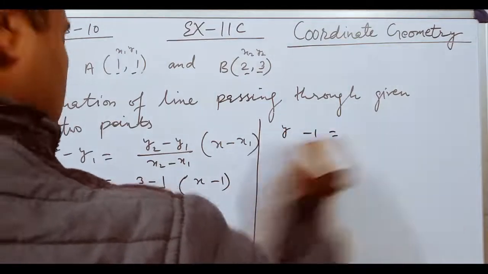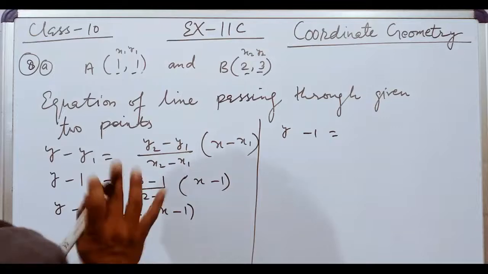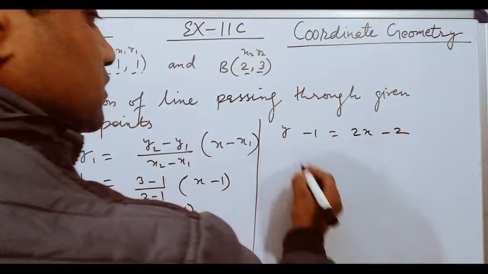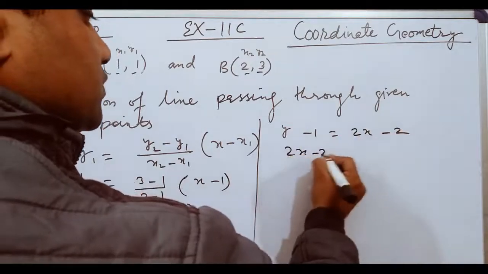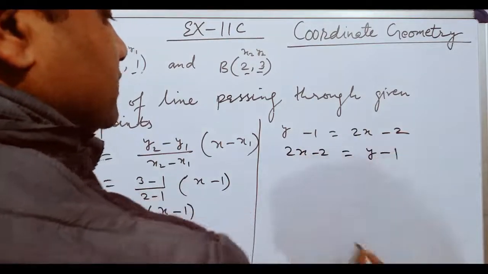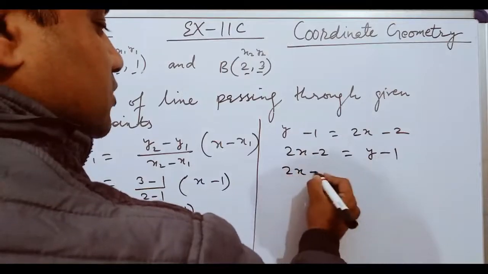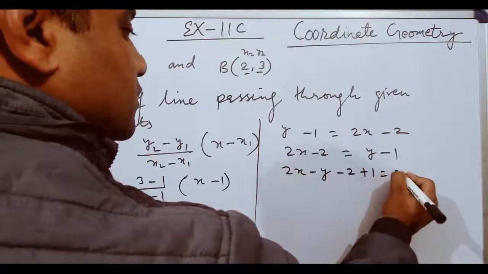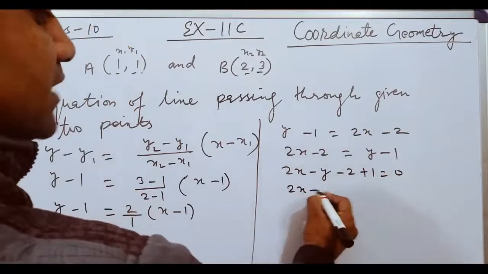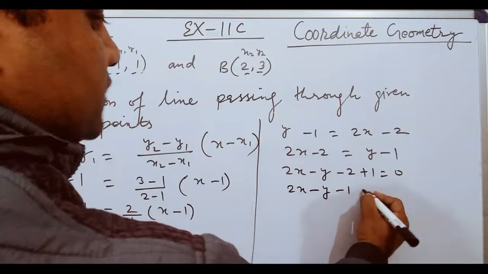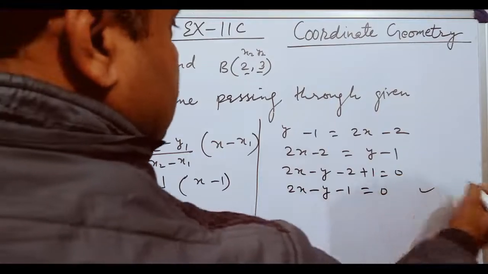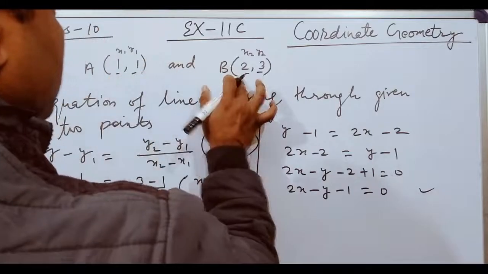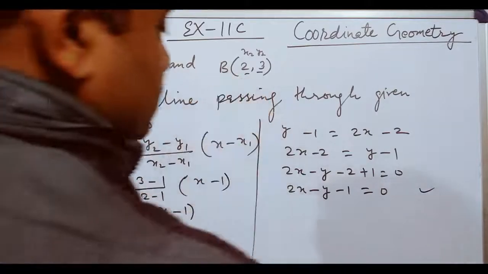Then y minus 1 equals 2x minus 2. So you take 2x minus 2 to this side and y minus 1 to that side, then 2x minus y minus 2, and 1 comes to this side, plus 1 equals 0. Then it will be 2x minus y minus 1 equal to 0. This is the equation of the straight line passing through points A and B. Okay, dear students, this is the answer.